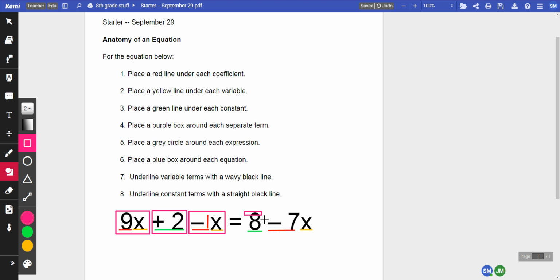Over here, I have 8 is a term. And -7x is a term. So everything but the equal sign is in one of these boxes. Everything goes with a term.